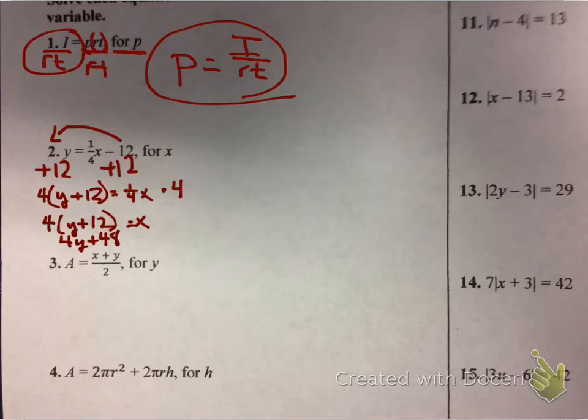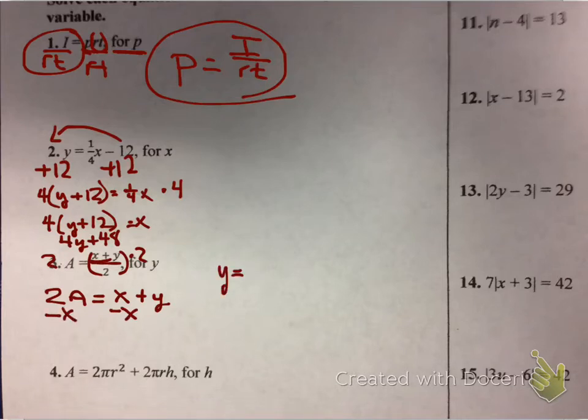Alright, so I want to solve for y here. How do I get rid of this? Well, I've got an addition and I've got division. I've got to get rid of the divide, so let's multiply by 2. So I get 2a is equal to x plus y. What's the opposite of adding an x? Subtract an x. So now I get y is equal to 2a minus x, and there's my answer.